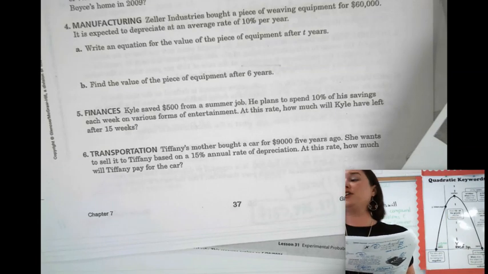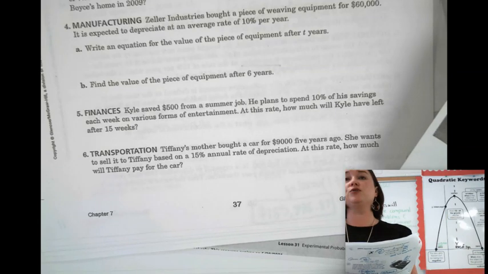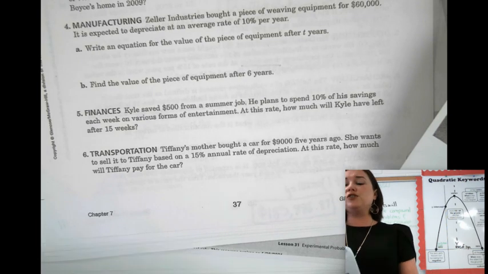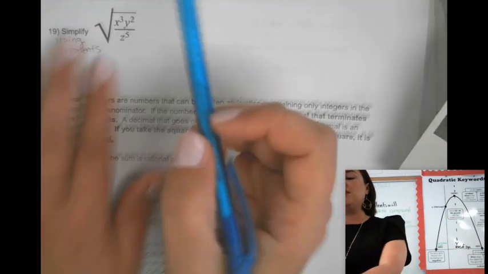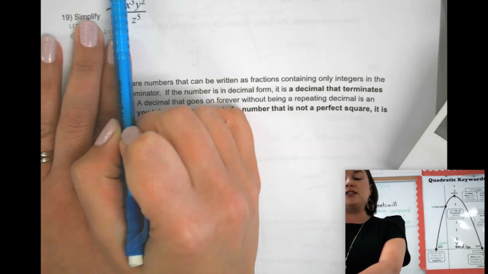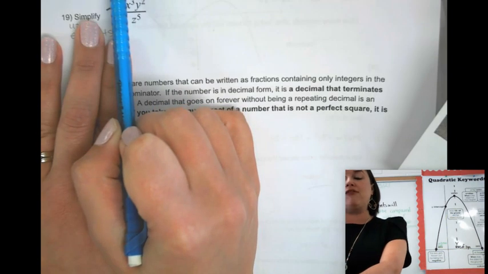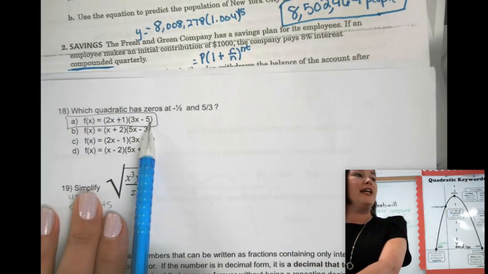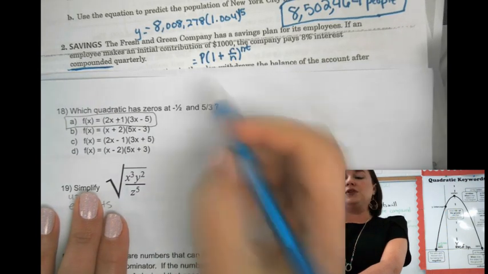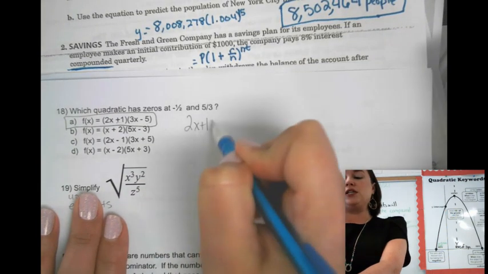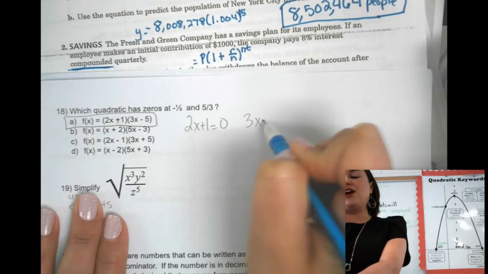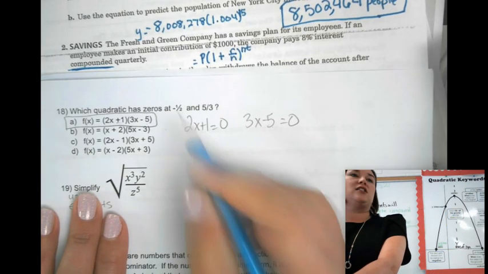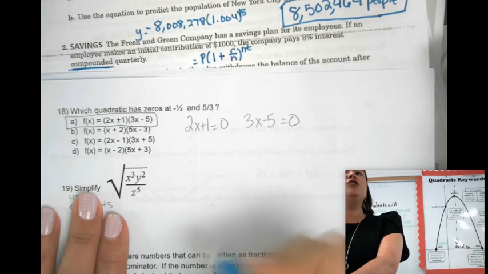It's already factored, and so we would just set each piece equal to 0. If you set each piece equal to 0, A is the one that gives you -1/2 and positive 5/3. Do I need to work that out to show you guys? So you would say 2x plus 1 equals 0 and 3x minus 5 equals 0 and solve. But you could also use Desmos.